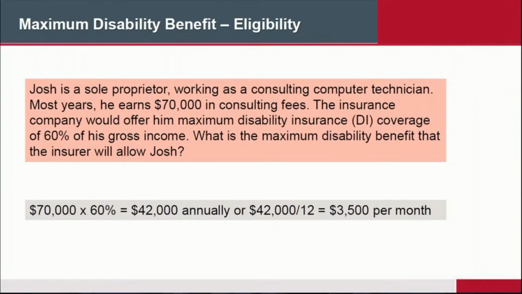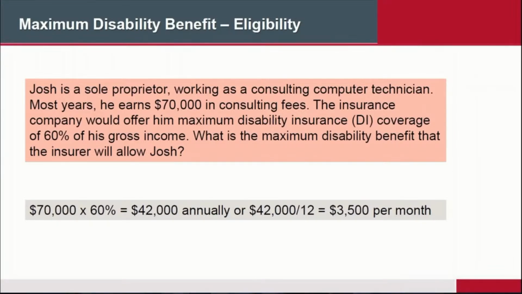So here we have Josh. He's a sole proprietor working as a consulting computer technician. Most years he earns $70,000 in consulting fees. The insurance company would offer him maximum disability insurance coverage of 60% of his gross income. What is the maximum disability benefit that the insurance will give Josh?